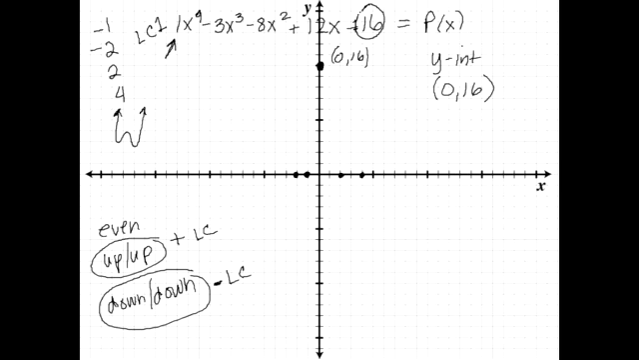So I know that my leading coefficient is positive, so it is going to be an up, up. That means it's going to go down, come back up. It's going to come back up through 16. It's going to cross over at +2, dip down, and then come back up at 4. So this is a general sketch, just a rough sketch of what my profit function looks like.